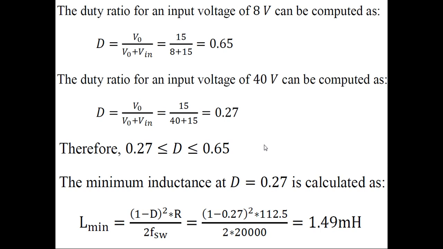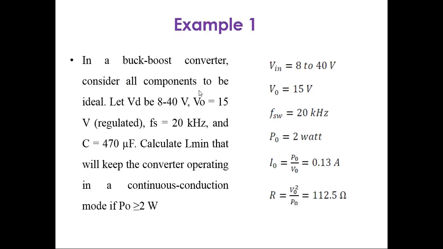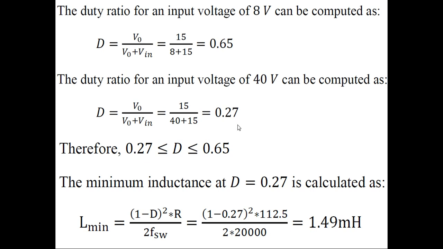Now the duty ratio for input and output voltage: we have the equation D equals V0 upon V0 plus Vin, that is 15 divided by 8 plus 15, which is 0.65 for 8 volt. For 40 volt it is 0.27, so that is the range of the duty cycle. See, this buck-boost converter from 8 to 15 is in boost mode, and from 40 to 15 it is in buck mode, so we are having a huge range of the duty cycle, which means it will operate both ways.